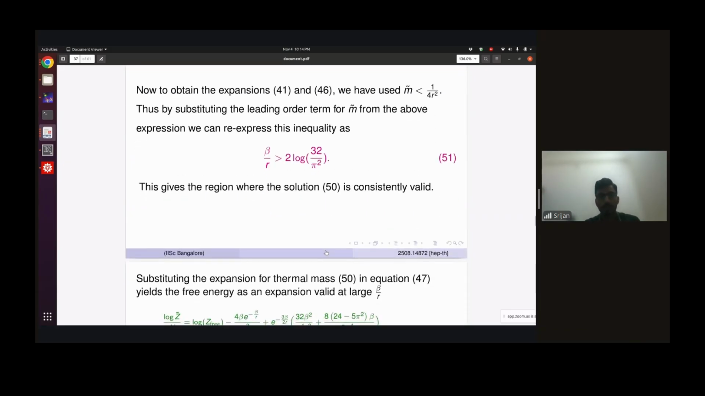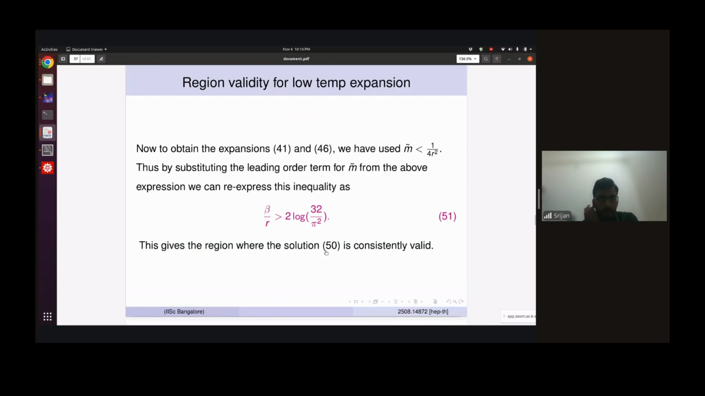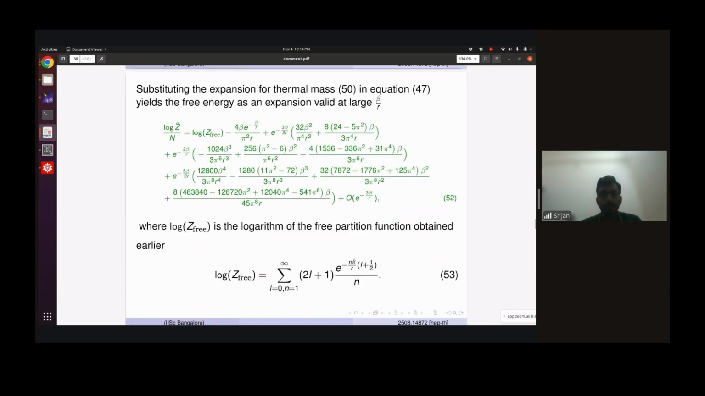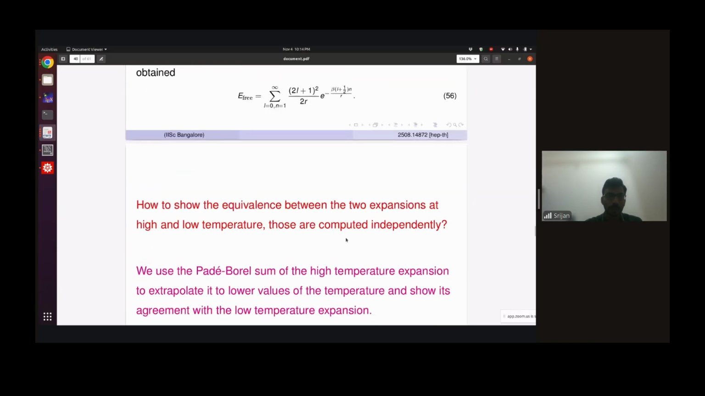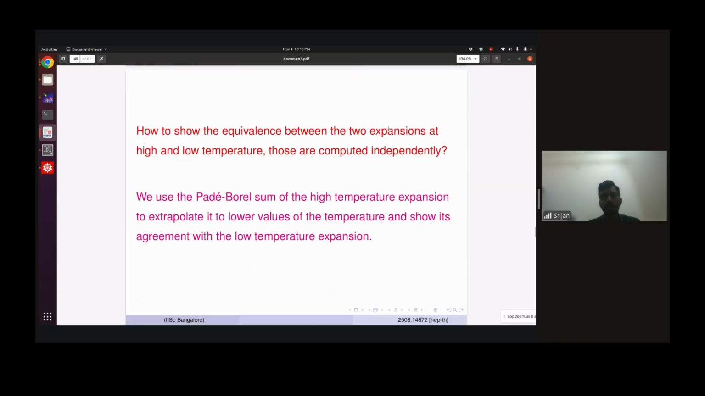Okay. Is that fine? Okay, so let me just go ahead. So then I find this log Z as an expansion in e to the power minus beta by R. Then how to show the equivalence between the two expansions, one at high temperature and another at low temperature, computed independently, right?